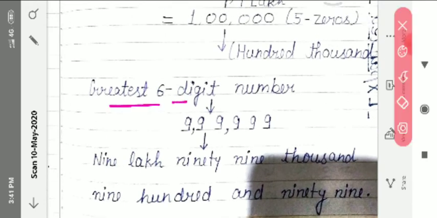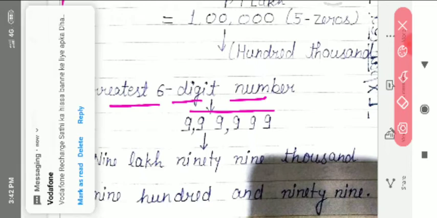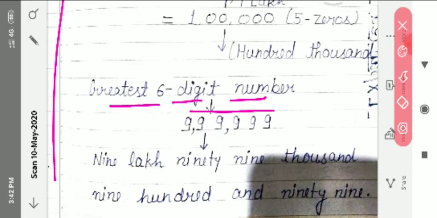Next, what will be the greatest 6-digit number? Here the smallest 6-digit number is 1 lakh. So the greatest 6-digit number will be 9 written 6 times: 999999. Okay, so here we can read it like 9,99,999.